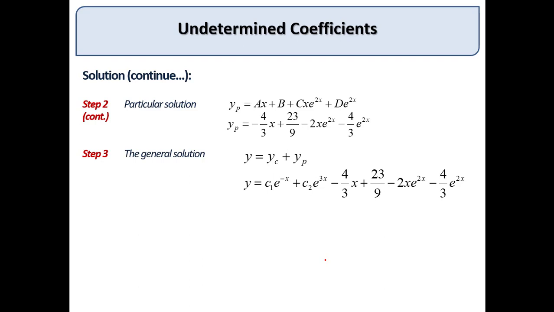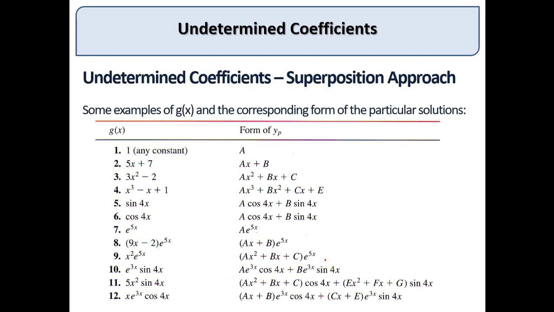So these are some examples of the form of yp, the assumption that we have to make based on the gx that is given in the equation. You can refer to the list in the handout, you can always refer to the list in the handout much later.